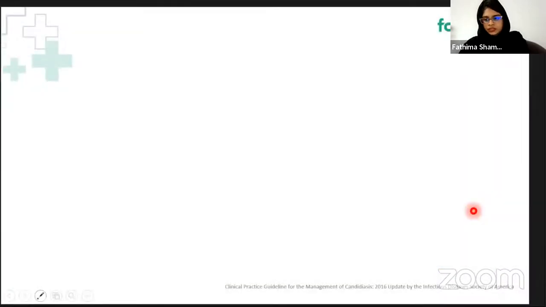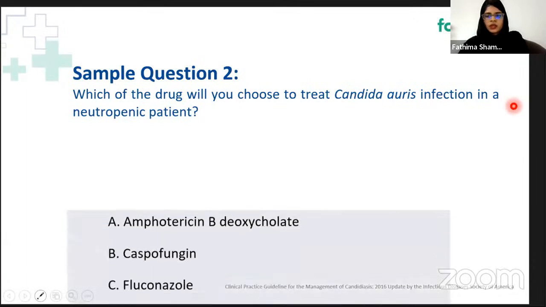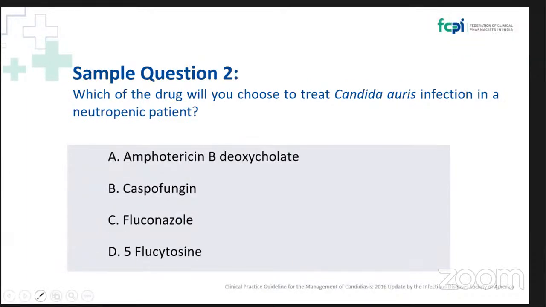Okay, so I have another question for you. Which drug will you choose to treat Candida auris infection in a neutropenic patient? A, you have amphotericin B. Then you have caspofungin, fluconazole, and 5-flucytosine. There is a hint for you.